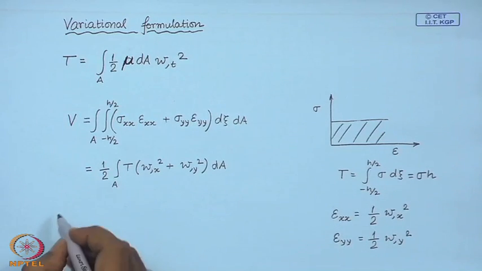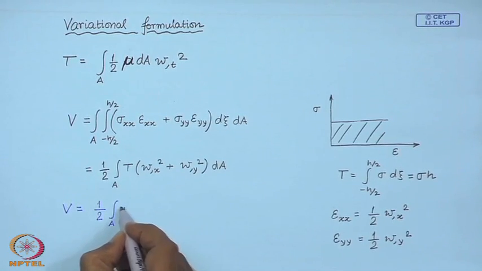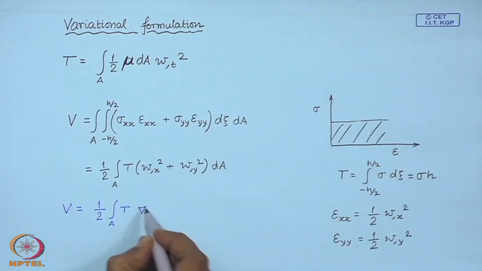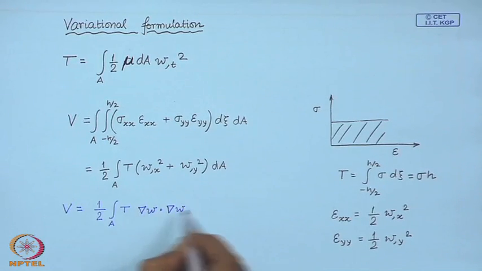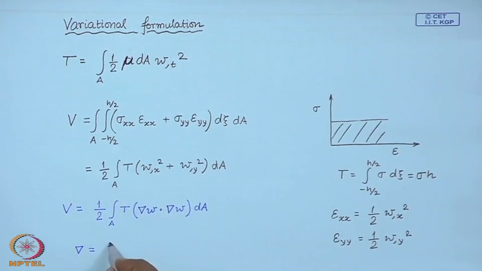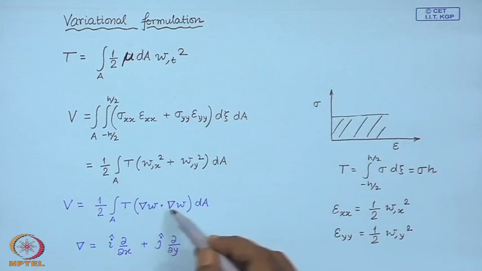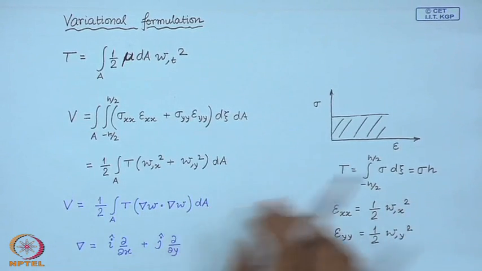Now, this can be written in a coordinate independent manner. We can write this where this delta is for the Cartesian, so this is the gradient of this field variable, the magnitude square of that vector, the gradient of the field variable. Now, so this is the potential energy.